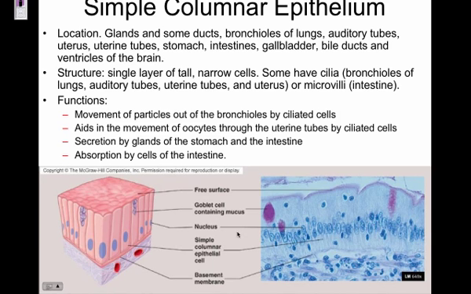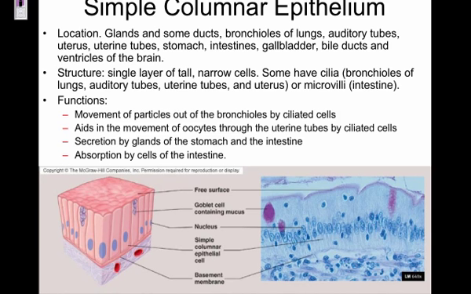Simple columnar has a single layer of tall, narrow cells. These can also be ciliated or have microvilli on it. And remember, the microvilli increase the surface area in order to allow for more absorption of nutrients in your small intestine, so that's a location of them.